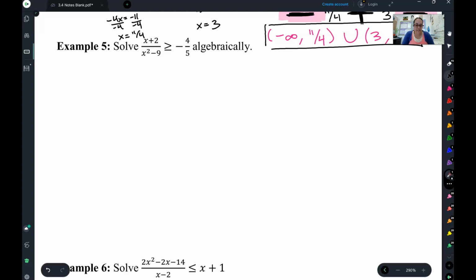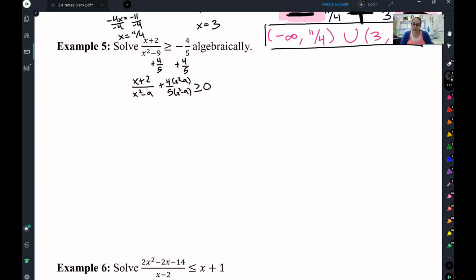Let's try our 5 steps again. Step 1, bring everything to one side and get it to be a single fraction. So I have plus 4/5 is greater than or equal to 0. I need to multiply by my x squared minus 9 to get my common denominator so I can get a single fraction. And I also need to multiply by my 5.